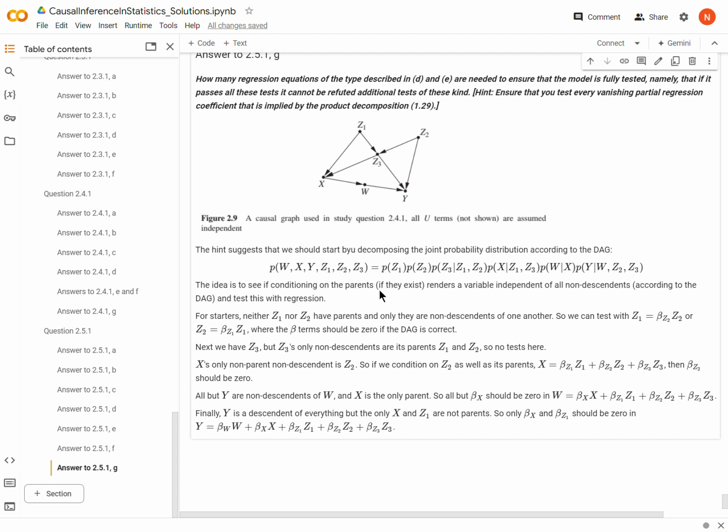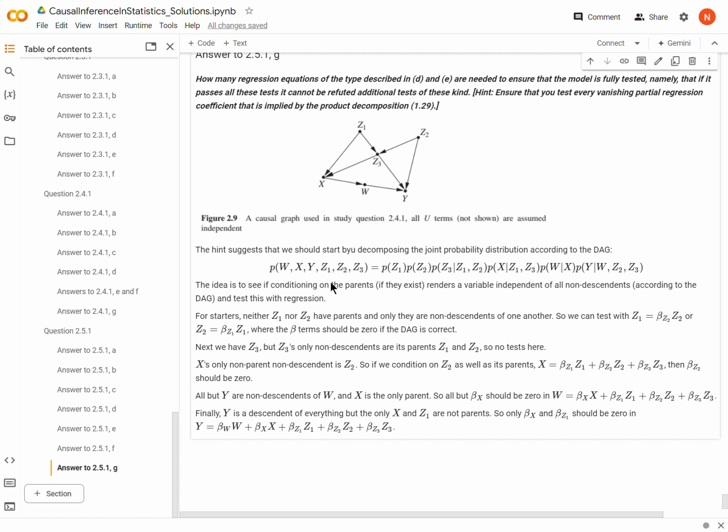And so now what we are going to try to do is find regressions for each of these variables, where we condition on the parents, and then look to see if that renders the outcome variable independent of all of the non-descendants, according to the DAG.